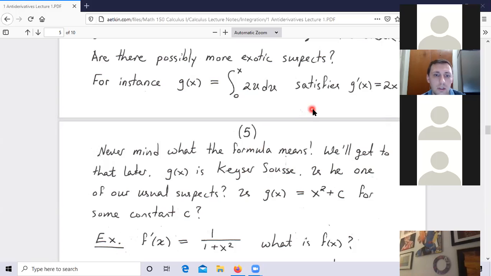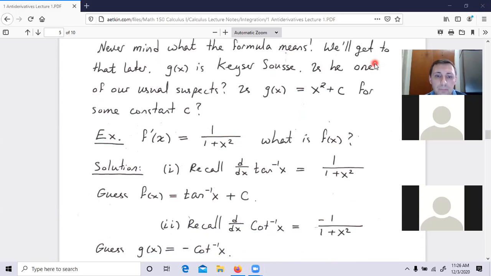Okay, good. It is inverse tangent plus a constant, because you remember that the derivative of tangent inverse is 1 over 1 plus x squared. Right?